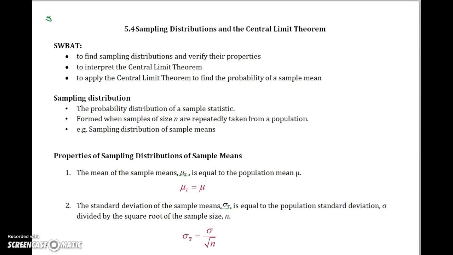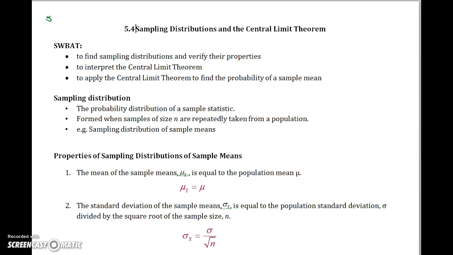Sampling distribution. That's the probability distribution of a sample statistic, and it is formed when samples of size n are repeatedly taken from a population. For example, these are also known as sampling distributions of sample means. New words for us today, but I think we'll get them pretty well.